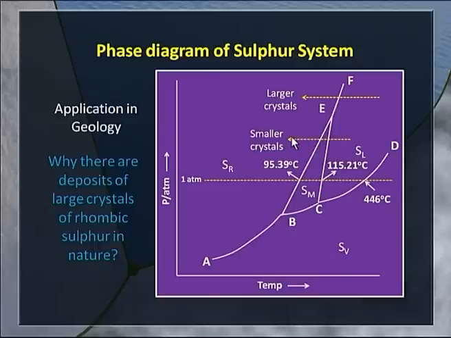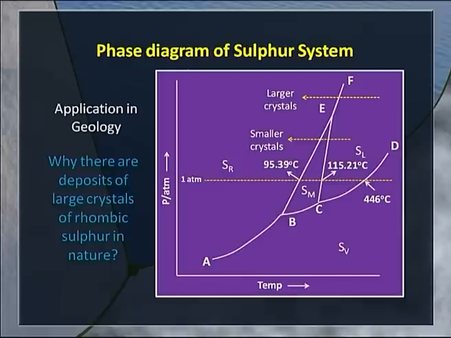Now, when the earth was formed, it was at a very high temperature. Most of the substances were either vapor or in the liquid state, and as things started cooling down, if the conditions were as per this line, we would have gone from sulfur vapor cooling to sulfur liquid, condensing to sulfur liquid, and then crystallization of monoclinic, and then transition from monoclinic to rhombic sulfur would have taken place. This would have resulted in smaller crystals of rhombic sulfur, but there are larger crystals in the deposits.